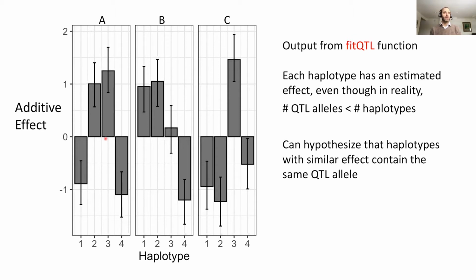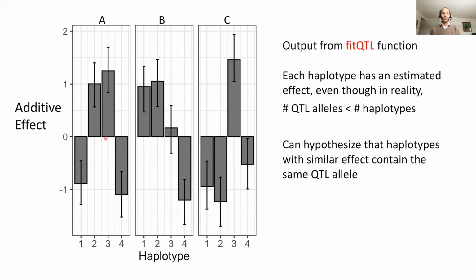One thing to keep in mind is that each haplotype has the potential to have its own effect, different from all others. In reality, we don't expect that, in fact, all of the haplotypes have different alleles at our QTL. In general, we would expect that some individuals have multiple doses of the same QTL allele.